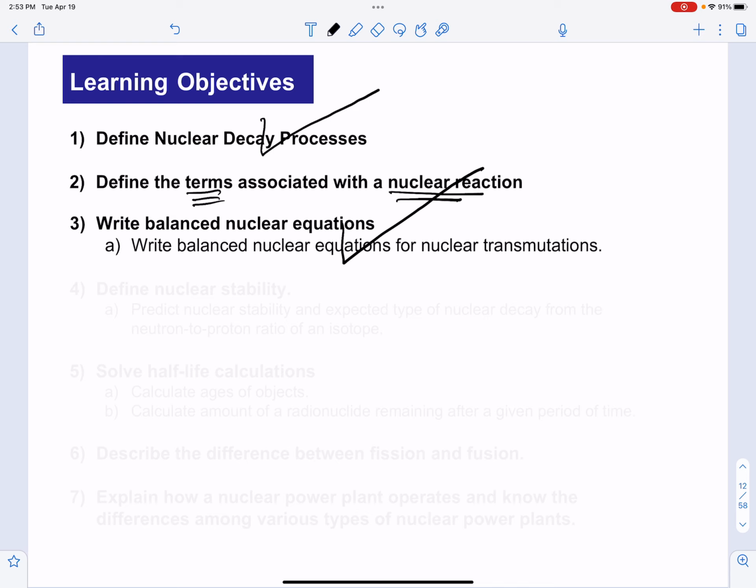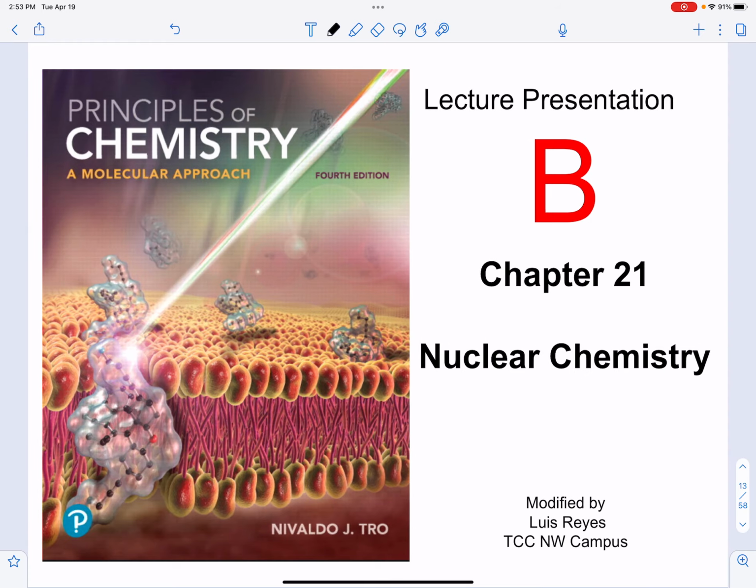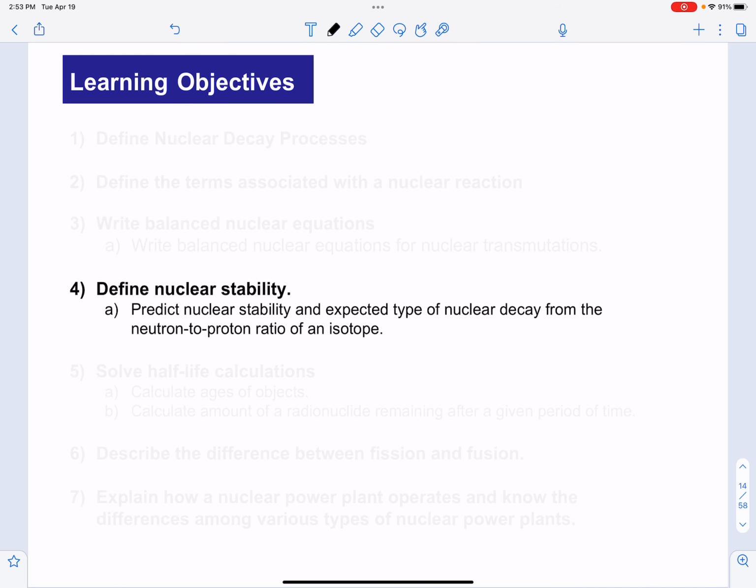So when we come back, we are going to begin talking about stability. How do we know that an element most likely will decay? How do we know that an element probably is stable the way it is and we shouldn't expect any radioactivity from it? So that's what we do when we come back.